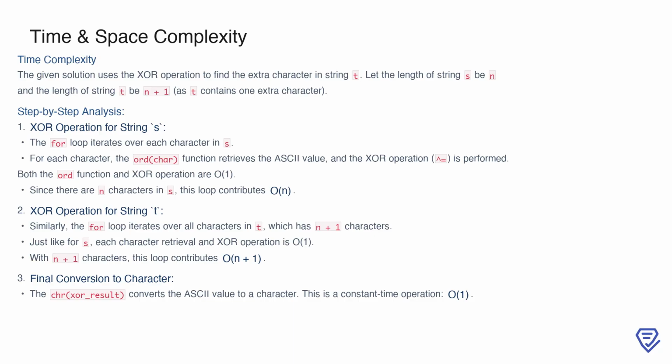Next, we process string T in a similar manner. Here, the loop iterates over all n plus 1 characters, and like before, each operation within the loop is O(1). Therefore, this part contributes O(n plus 1) to the total time complexity. Finally, after both loops, we convert the cumulative XOR result into a character using the chr function. This operation is also constant time, or O(1).